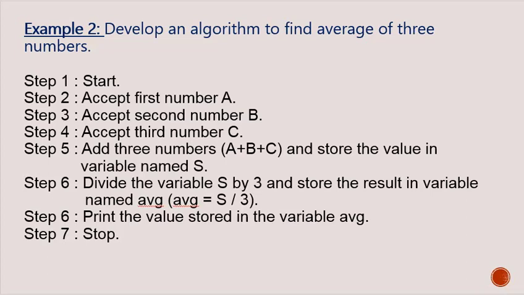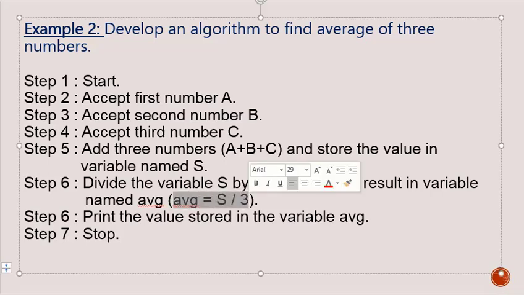In step 5 we are adding the three numbers, a plus b plus c, and we are storing the result of the addition in a variable named s. In the sixth step we are dividing the sum, the value stored in the variable s, by 3 to get the average, and we are storing this division result in another variable named avg. So algebraically, avg is equal to s divided by 3.